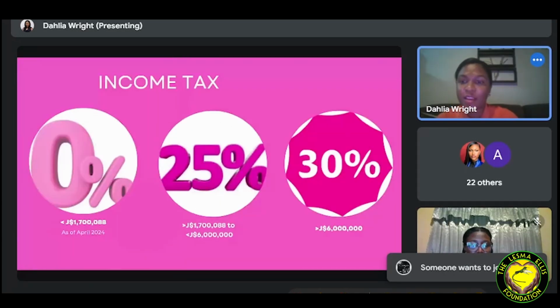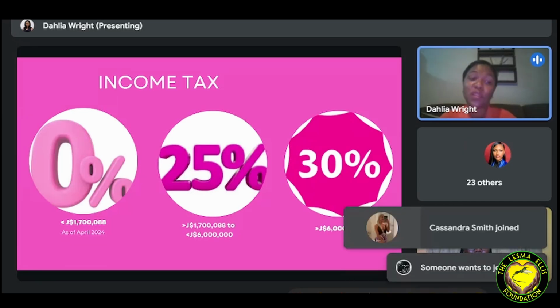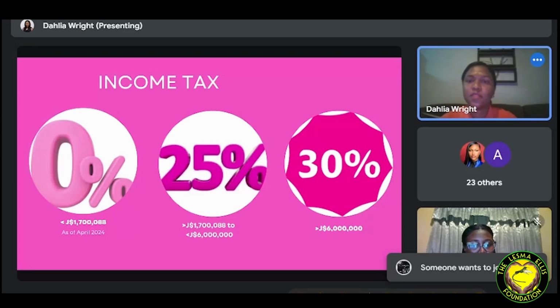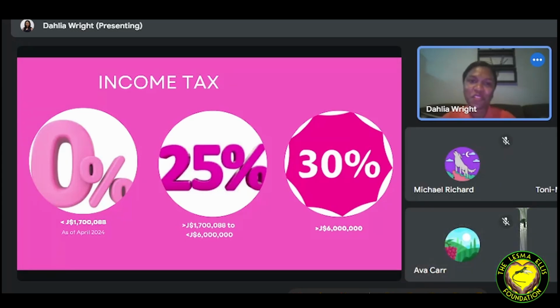All right, so let's talk about the income tax. So the income tax is divided into three thresholds. Usually when we hear it on the news in Jamaica, we're only talking about the 1.7 threshold, because most people tend to be within 0 to 6 million. So that's what we hear about mostly in the news. How can we up the threshold so that we can get more of our income without tax?